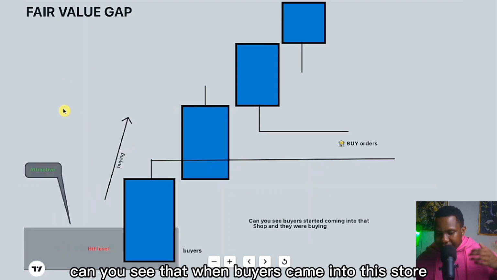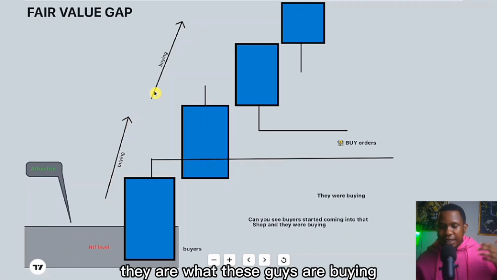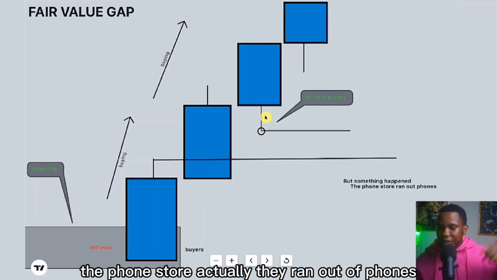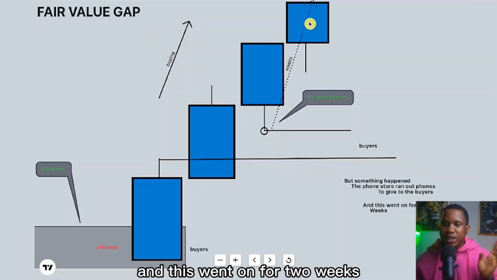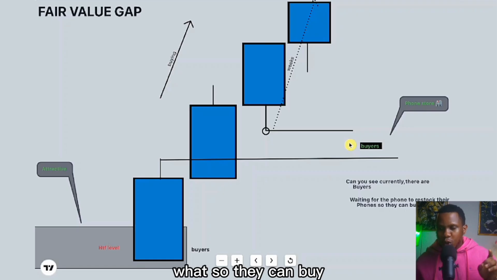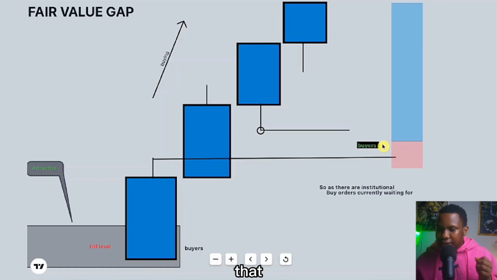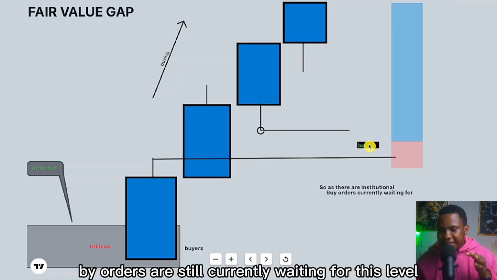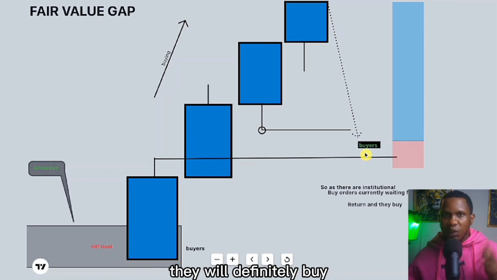Can you see that when buyers came into this store, they started buying? These guys are buying, but something happened. The phone store ran out of phones to give to the buyers that want to buy, and this went on for 2 weeks. Currently in that store, there are buyers waiting for the phone store to restock their phones so they can buy. No matter how many weeks it takes, the institutions' buy orders are still waiting for this level, and when the market returns back here, they will definitely buy.